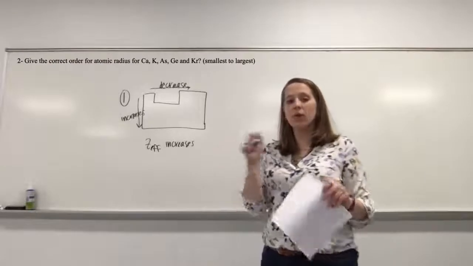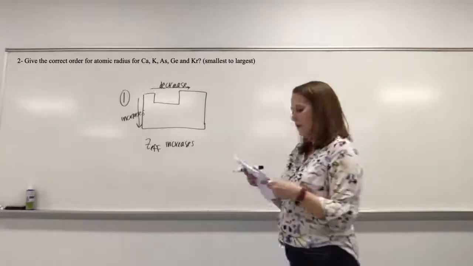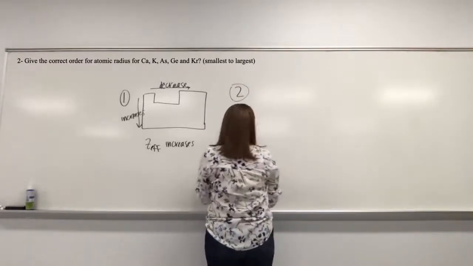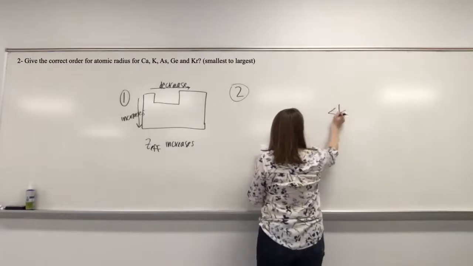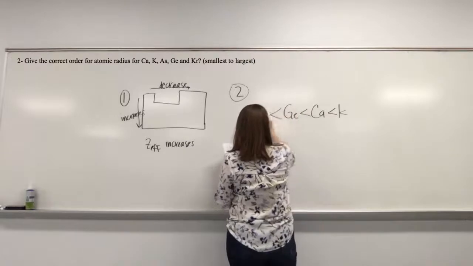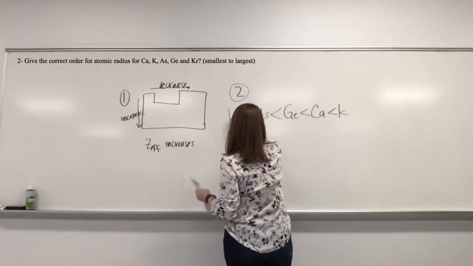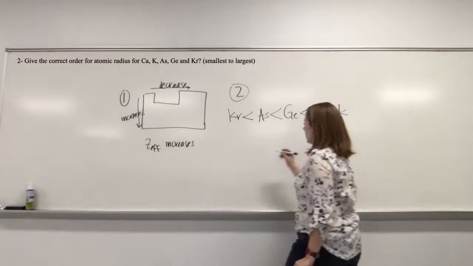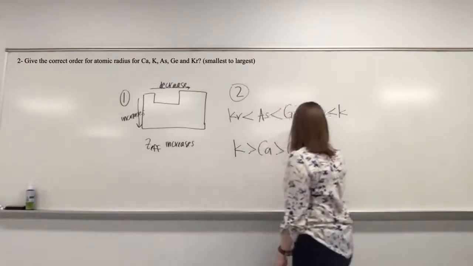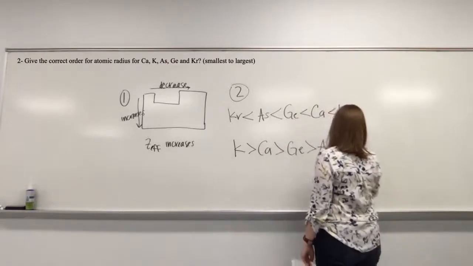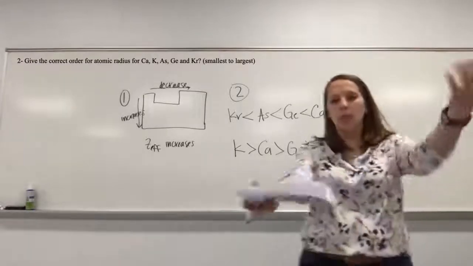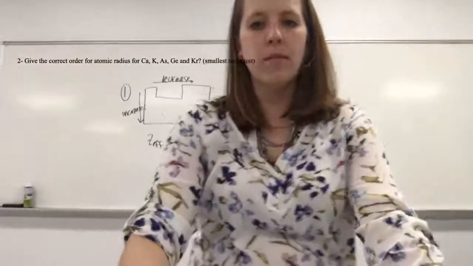So in this case, you could have set these up in one of 2 ways. So the largest in this case is potassium, then calcium, then germanium, arsenic, then krypton. You could have reversed this and basically written it this way. Both of these are equally correct, and I will bring you a little closer so that you can definitely see what I've written on the board.